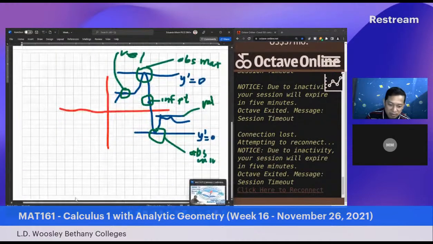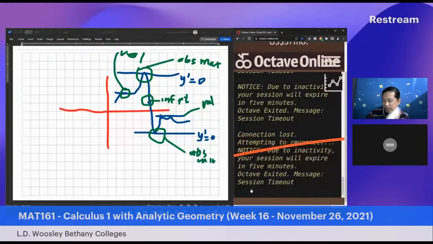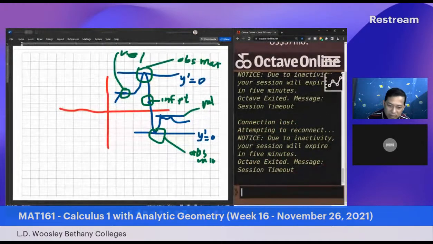Okay, let's move on to other. Itong octave natin nalilito ah. Dyan lang siya.